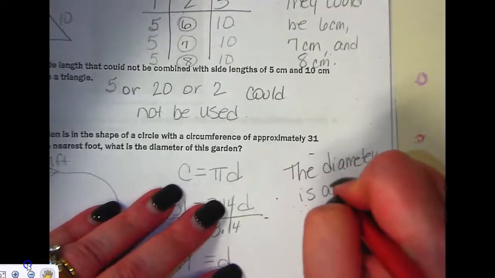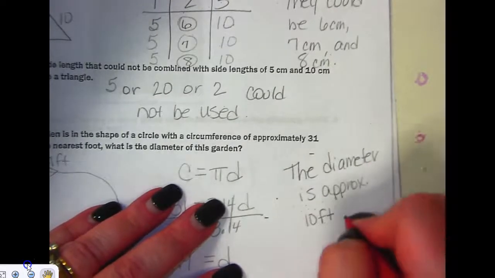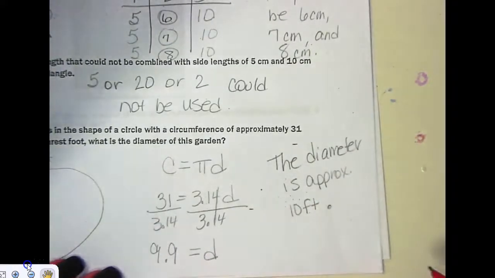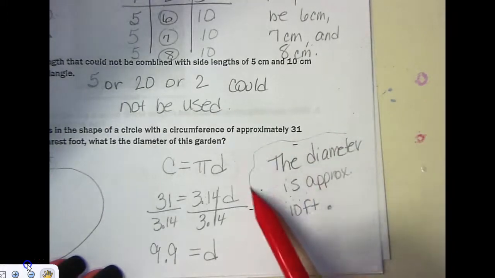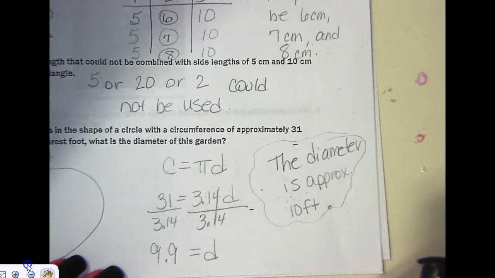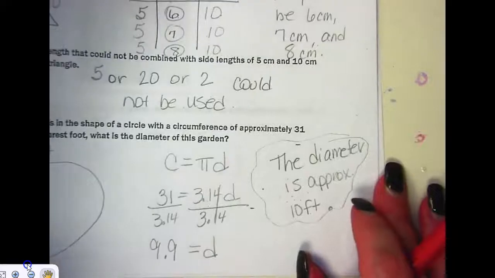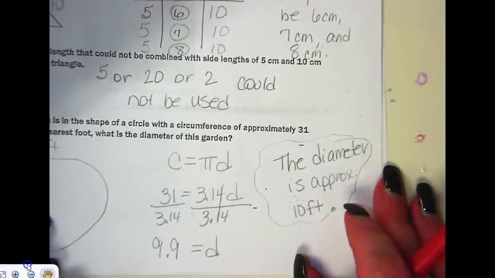is approximately 10 feet. Make sure that you don't put that it's exactly, or you could have said to the nearest foot, the diameter is 10 feet. Yes? So you can just kind of picture, use some mental math. Yeah, that works too. All right, 14.